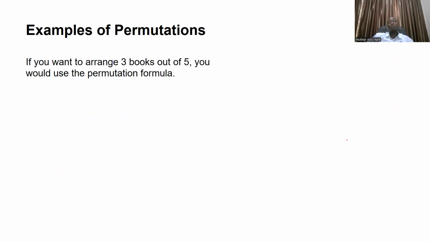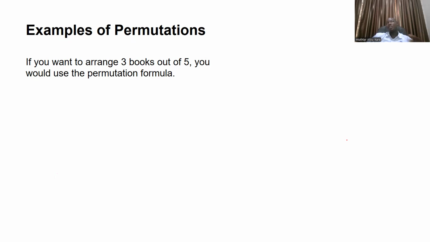So now let's look at some examples. If you want to arrange 3 books out of 5, you will use the permutation formula. Let's say you have 5 books and you select 3 out of the 5, and you want to see the possible ways of arranging 3 books out of 5.